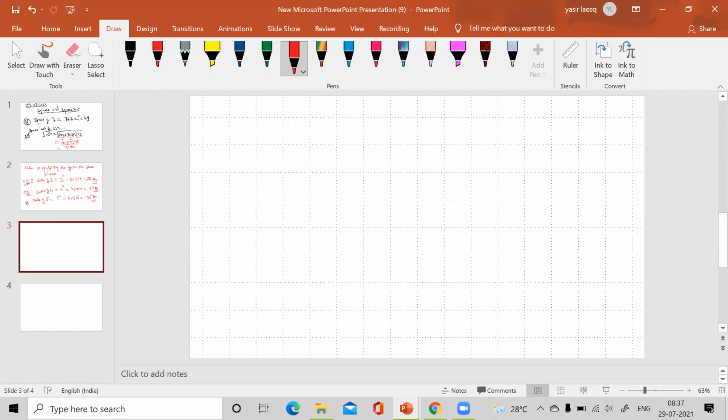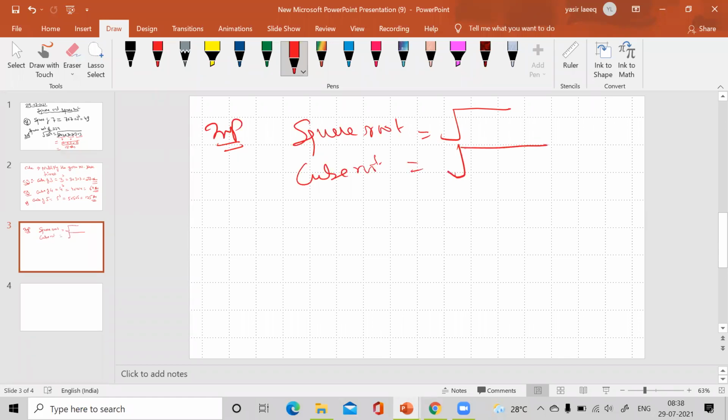Okay, now how to find the cube root? Listen. Wait, beta. For square root you write the symbol like this, and for cube root the symbol remains the same, but here it is necessary to write 3. Okay, for cube root. Is it clear? Yes, sir. Now we are finding how we find the cube root.